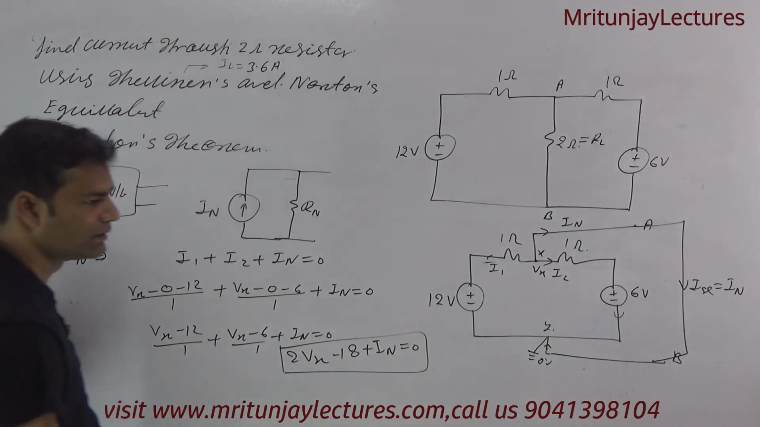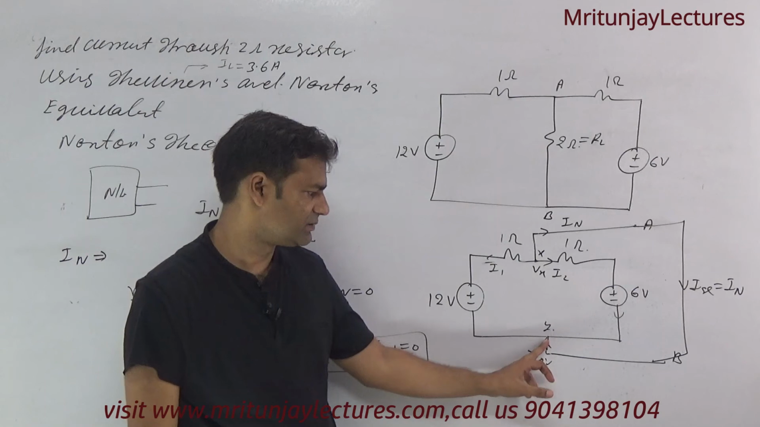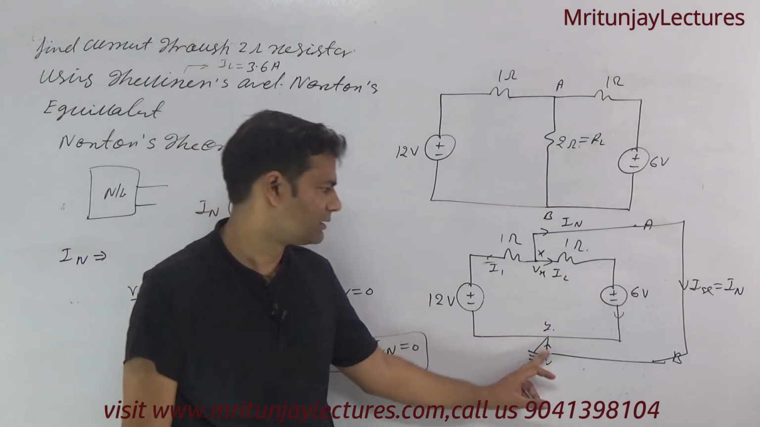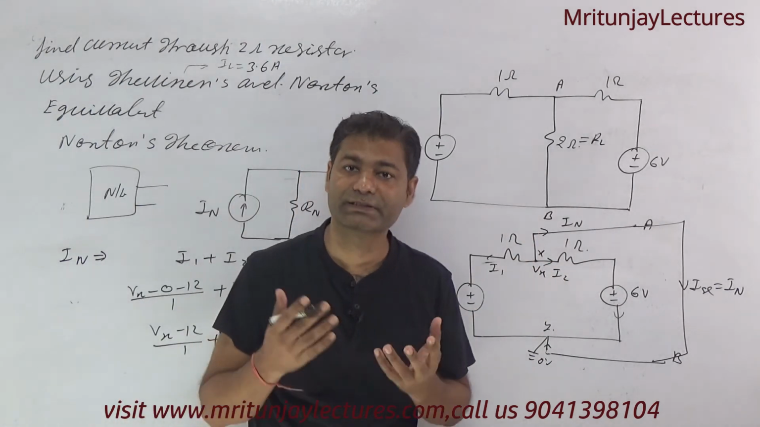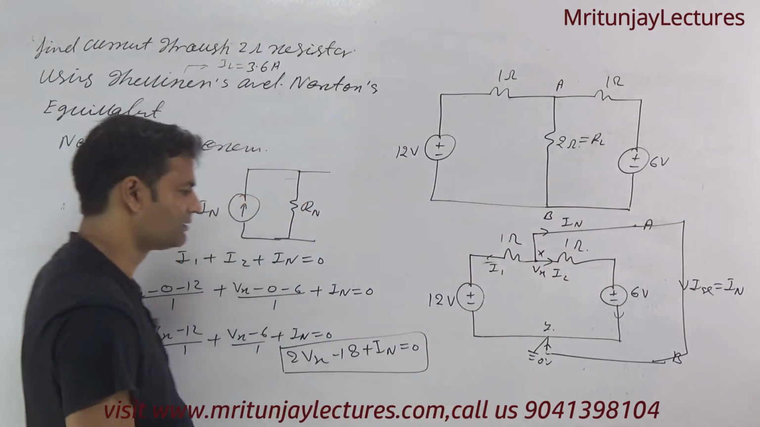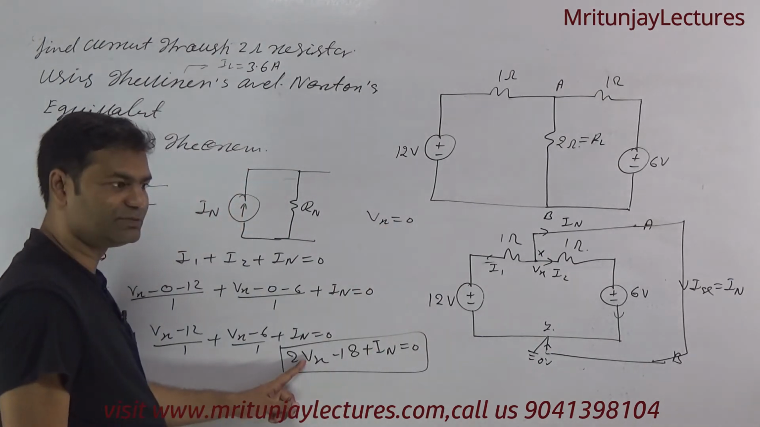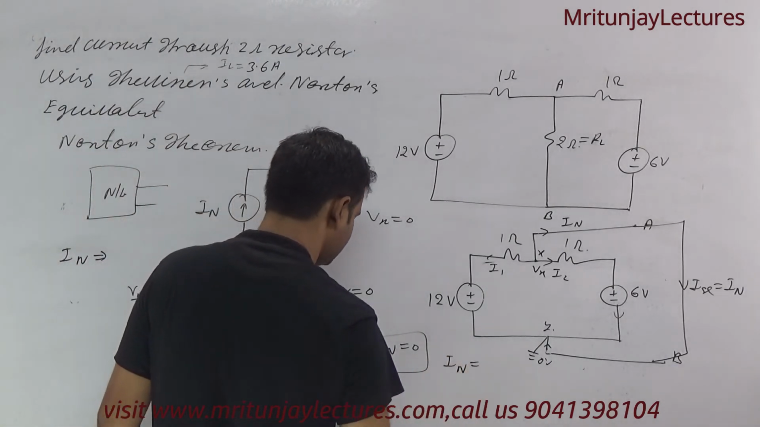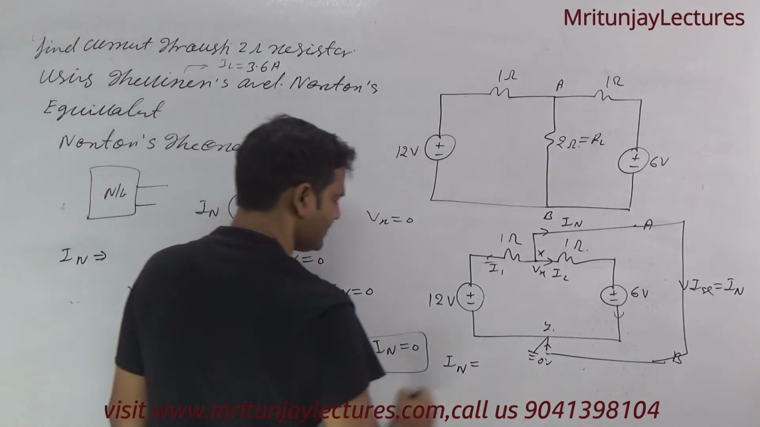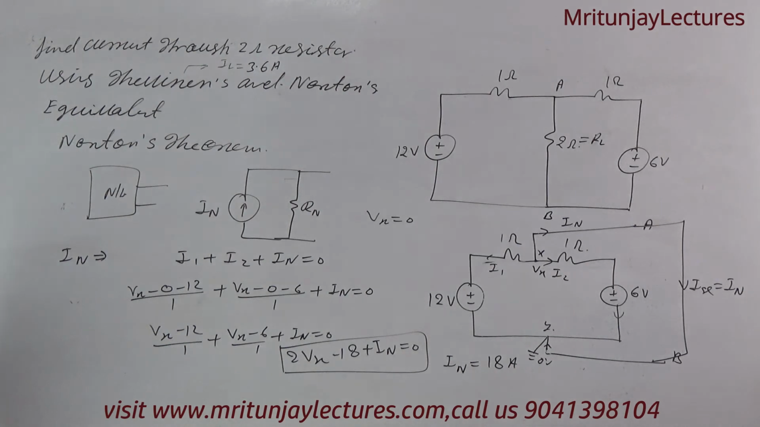Okay. Now one question arises. This one is 0 volt. No voltage drop corresponding to here. So what about Vx? Vx is also 0 volt. If we put the value of 0, then we get In. Very simple. So In is equal to 18 ampere. In is 18 ampere. Clear?